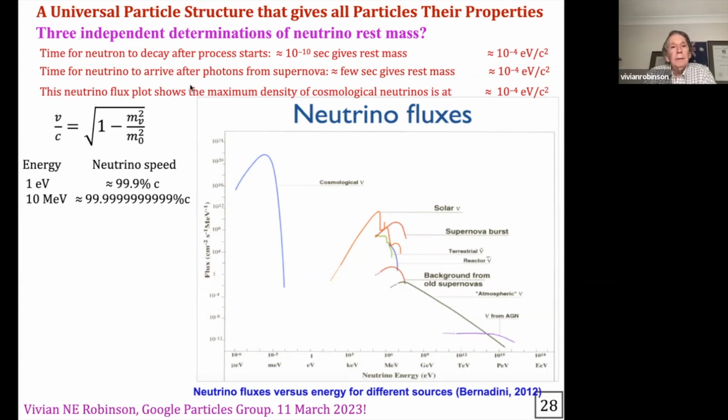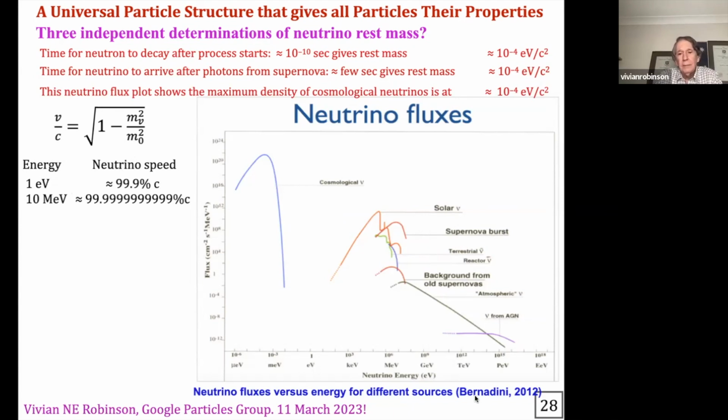Also, the time for a neutrino to arrive after photons from a supernova, again, they're within a few seconds. Now, if we do the reverse of the relativistic velocity corrections, you get that mv over m naught squared. In order to travel tens of thousands of light years and be just a short time behind a photon, you need a rest mass of about 10 to the minus 4 eV per c squared.